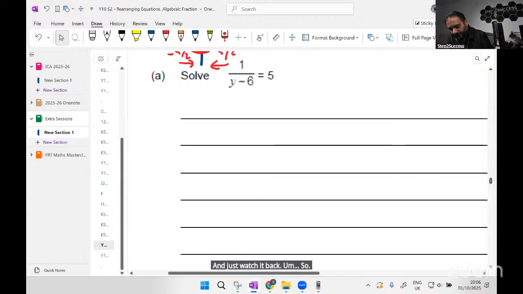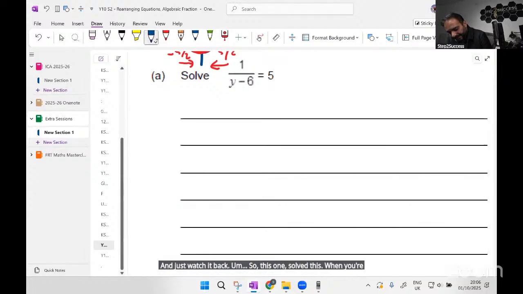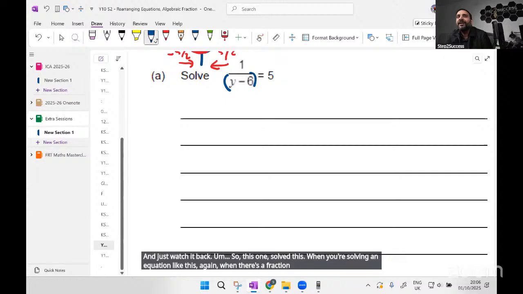So this one, solve this. When you're solving an equation like this, again, when there's a fraction, you should just times everything on the bottom over, because then it gets rid of the fraction.